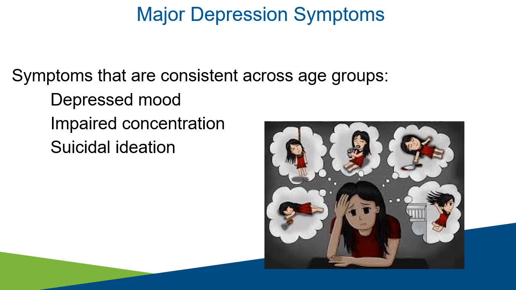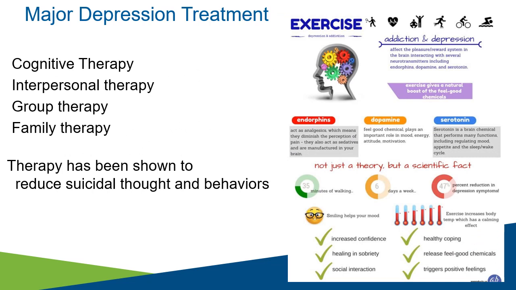The symptoms that are consistent across age groups are going to be pretty obvious as well. You're going to have depressed mood, obviously, impaired concentration, and then you're also going to be suicidal. And this makes sense because you wouldn't be depressed without depression. Now, first line treatment for depression is going to be a bunch of feeling interventions: cognitive, CBT, interpersonal, group, family therapy. So first line is going to be a bunch of stuff dealing with emotions.